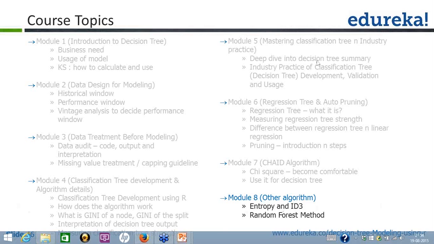So here it will be all about a lot of practical things: how do you design the data? How do you audit the data so that you can understand this data is good enough for the purpose? And only that portion of the R code will be explained which pertains to decision tree, not logistic regression, or anything related to neural networks. Only those R codes will be explained which pertain to this particular project, decision tree development.